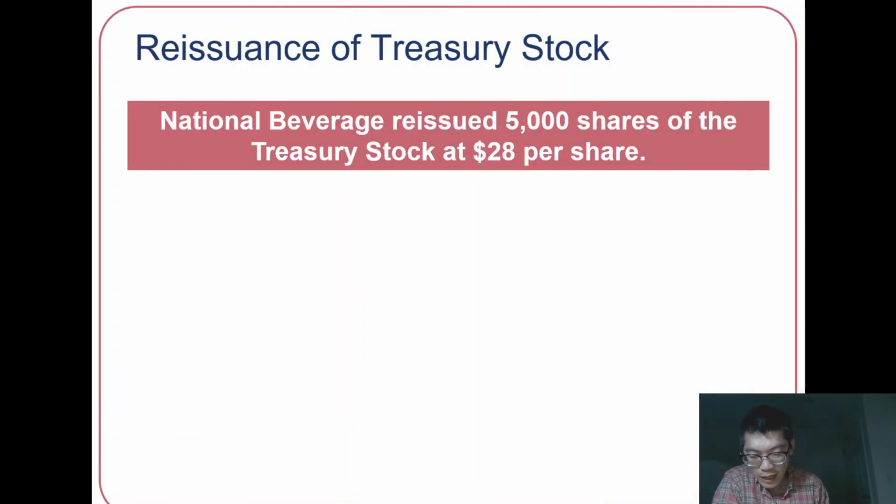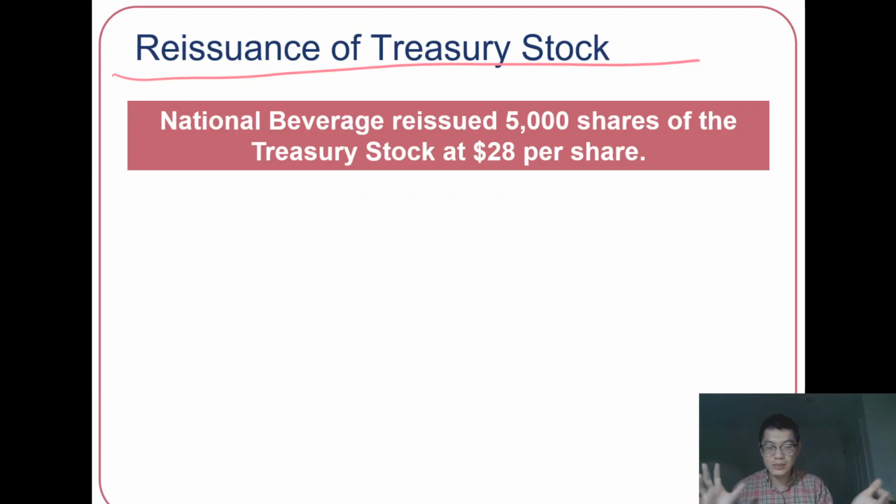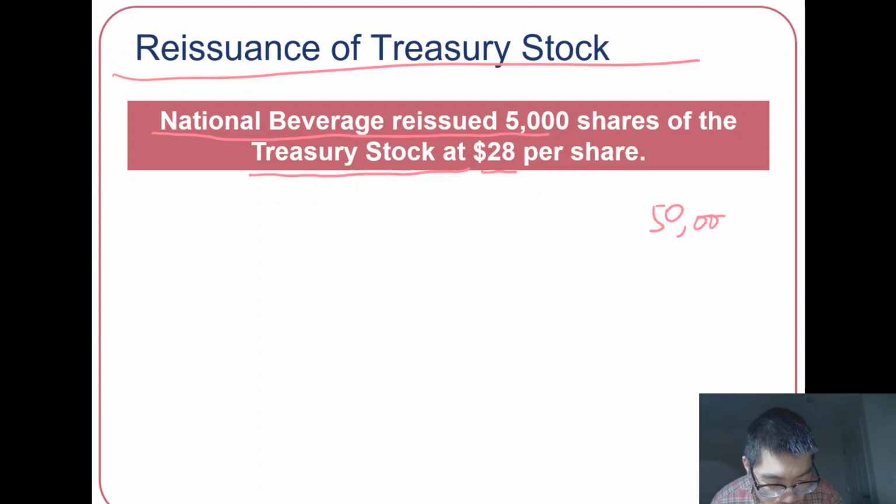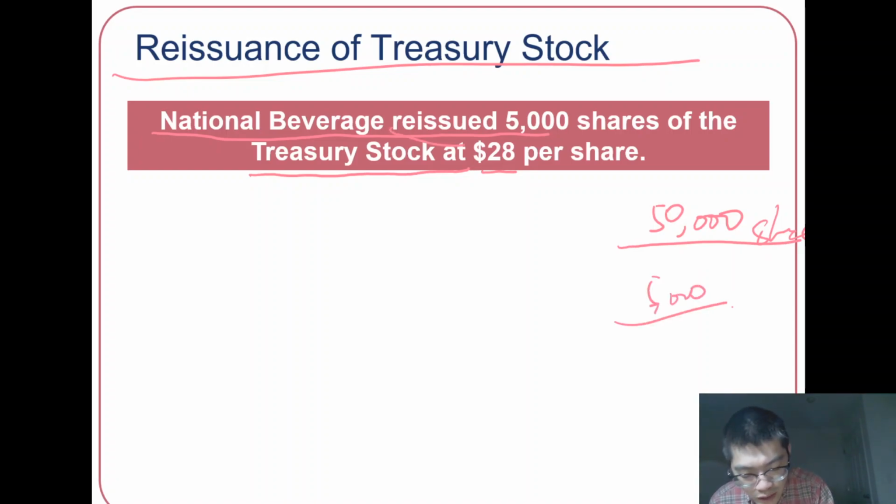All right, and reissuance of treasury stock. Okay, remember the company buys those shares back, and they can also sell them to the market at a future date, right? It's just the way normal investors do on the market. Okay, so National Beverage reissued 5,000 shares of those treasury stock at $28 per share. So remember on the previous slide, the company repurchased 50,000 shares, right? And now out of these 50,000 shares, they sell 5,000 shares. Okay, they call it reissued, but it's just selling it back to the market.